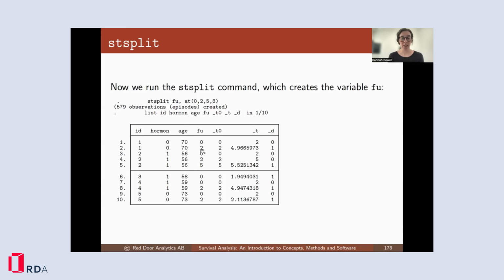And then on the second row for ID 1, we follow them in the second category of follow-up from 2 to 4.97 years, at which point they did have an event of interest. So they either had a breast cancer recurrence or death. So you can see that we are creating more observations in our data set representing these time slots.